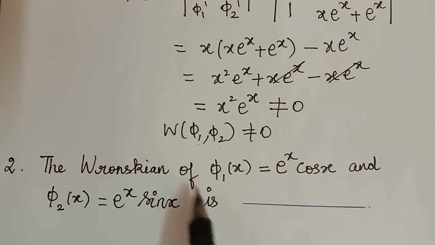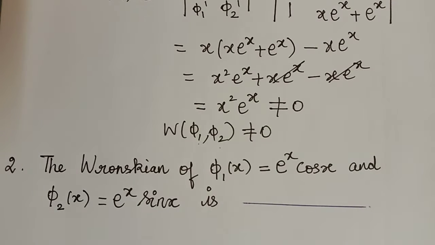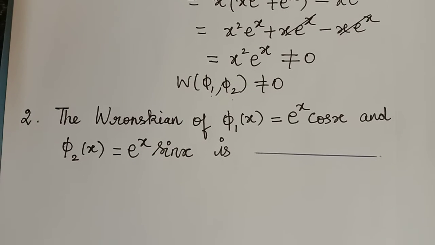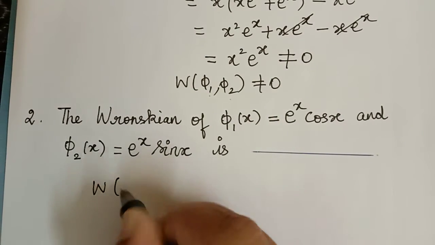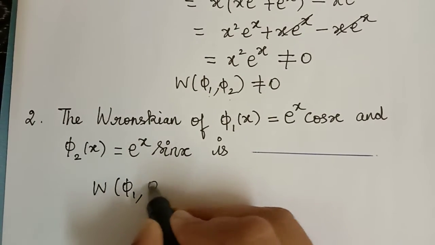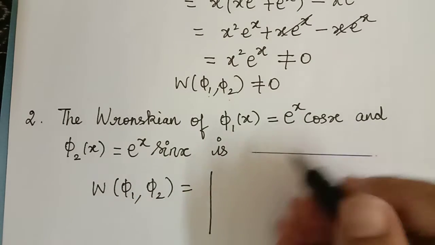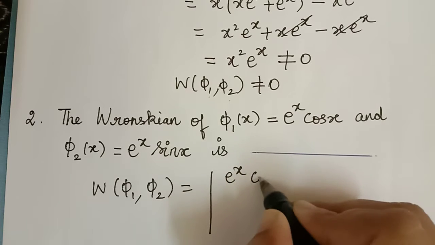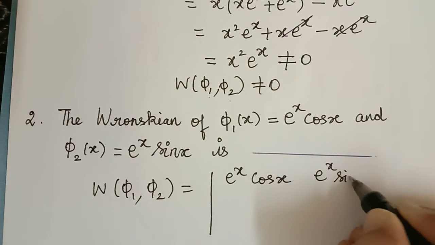The Wronskian of phi1 of x equal to e power x cos x and phi2 of x equal to e power x sin x is dash. So we have to find the Wronskian of these two functions, and as we saw before, we are going to use the same formula. So the Wronskian of phi1 comma phi2 will be equal to the determinant of, first phi1, so e power x cos x, and then phi2, so e power x sin x.